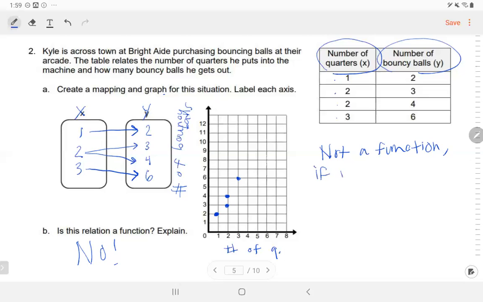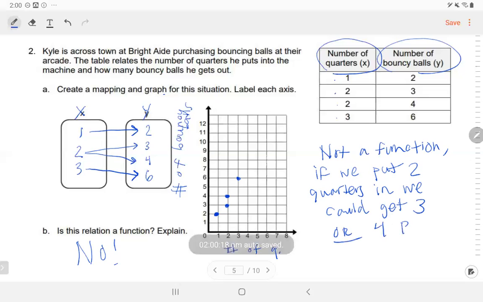If we put 2 quarters in, we could get 3 bouncy balls or 4 bouncy balls. So not a function. If we put 2 quarters in, we could get 3 or 4 bouncy balls. So this is not a function.